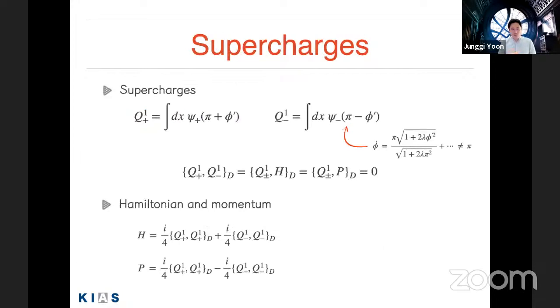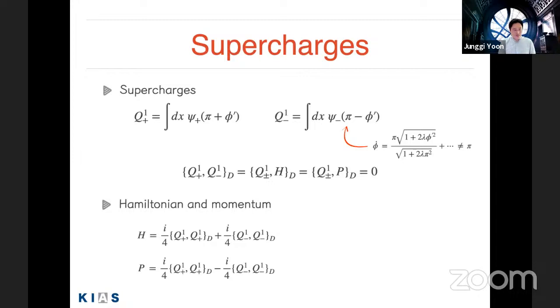And with this deformed Dirac bracket, we could find two supercharges, which commute with the Hamiltonian and the momentum operator. This is the expression, and it looks very similar to the supercharge of the free theory. However, the conjugate momentum pi of the scalar field is different from psi dot because of the deformation. The relation between them is quite different, as you see here.